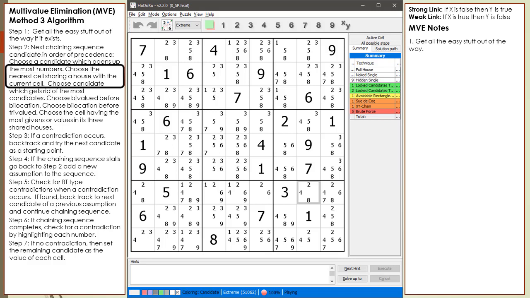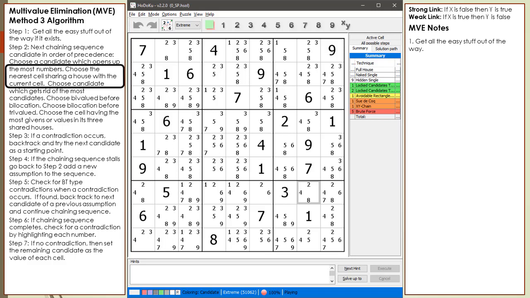Second, when choosing the next cell, choose the nearest cell sharing a house with the current chaining sequence cell. This is important because house sharing cells will reduce the overall number of assumptions we need before something meaningful happens in the chaining sequence.